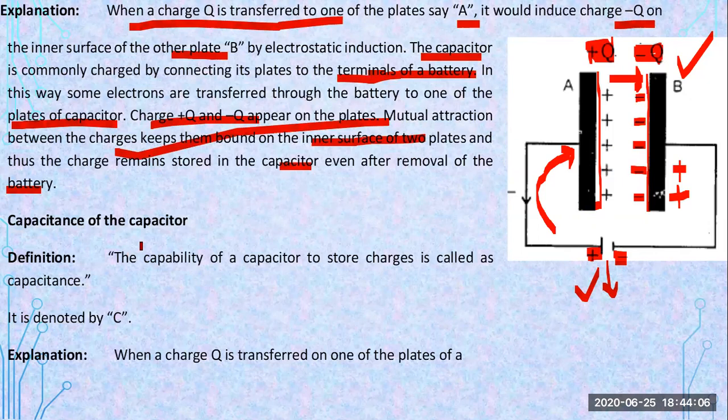So the capacitance of the capacitor. The capacity of a capacitor to store charges is called capacitance. It varies from situation to situation. It varies from capacitor to capacitor. All the capacitors do not carry the same amount of charge. It depends on their requirement.